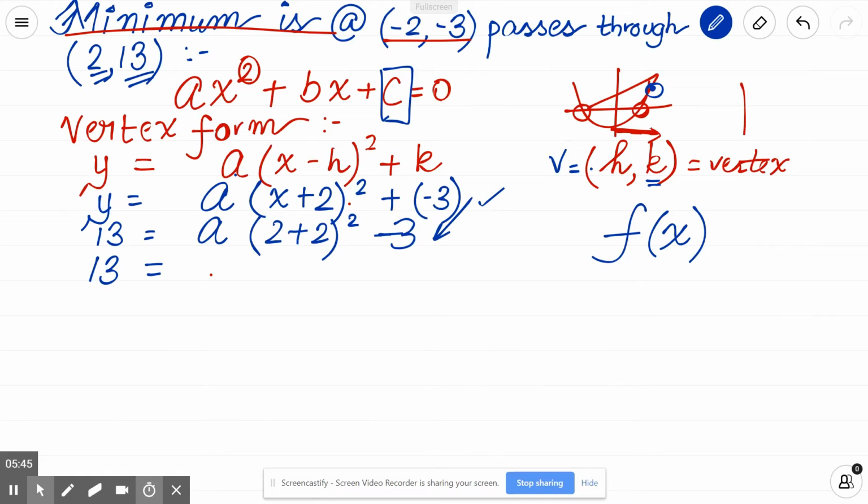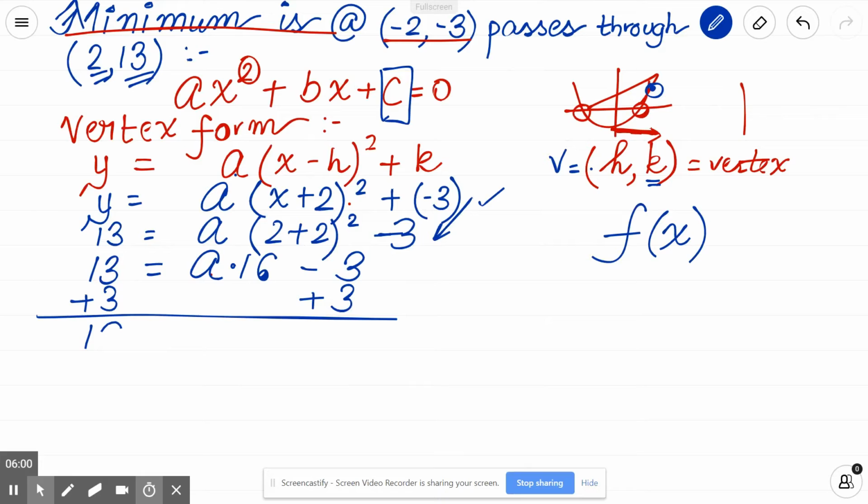All right, so 13 equals a times (2 plus 2). 2 plus 2 is 4, and 4 squared is 16. So 16 times a, minus 3. We will add 3 on both sides, since we are trying to isolate a. So we'll have 16 equals 16a. We will divide both sides by 16, and we will get a equals 1.